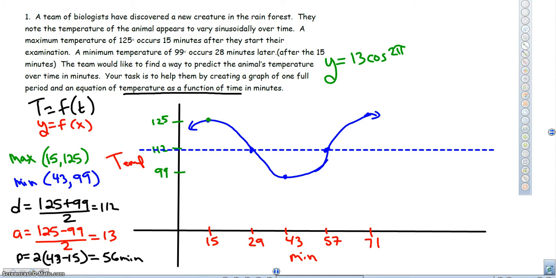over 56 and then my parentheses, and actually I could reduce that. x minus 15, plus 112. That's the midline value. So really that can be reduced, and I could write it like this.